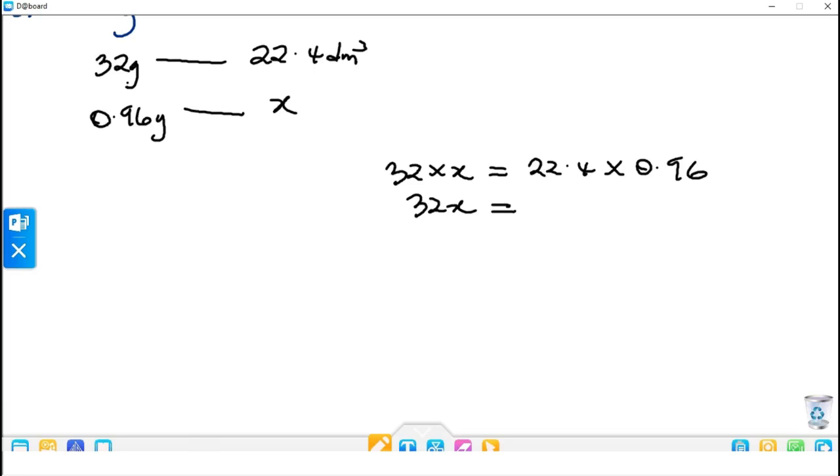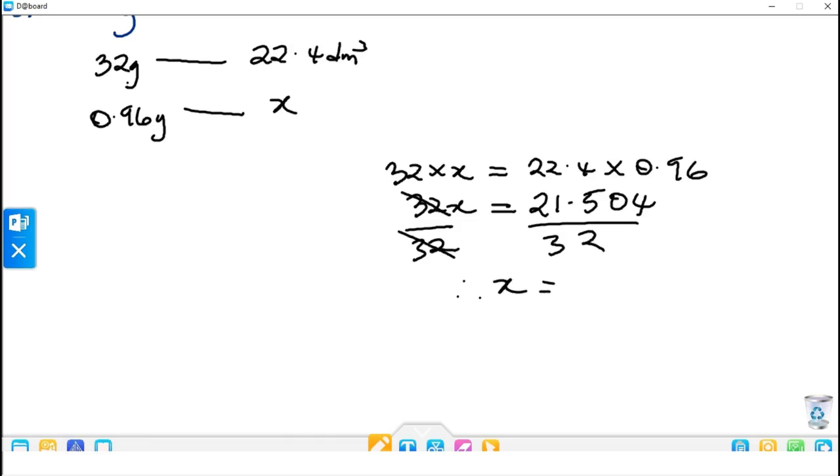That will give us 0.96 times 22.4, which gives us 21.504. And when we divide both sides by 32, 32 takes care of 32, X therefore will be 21.504 divided by 32. And that gives us 0.672 dm cubed. So that is our answer.